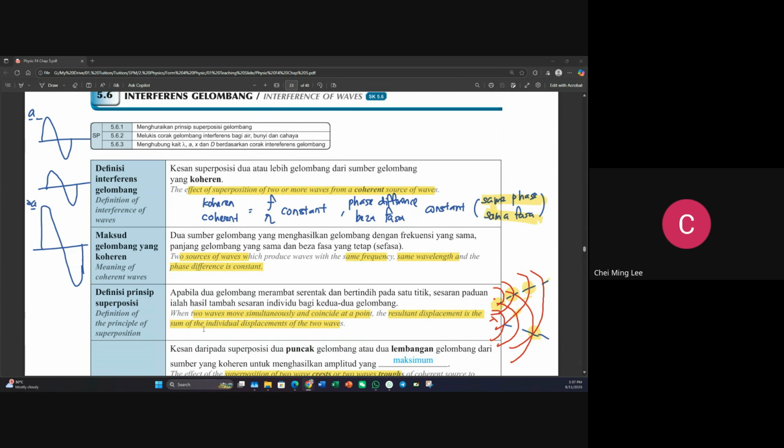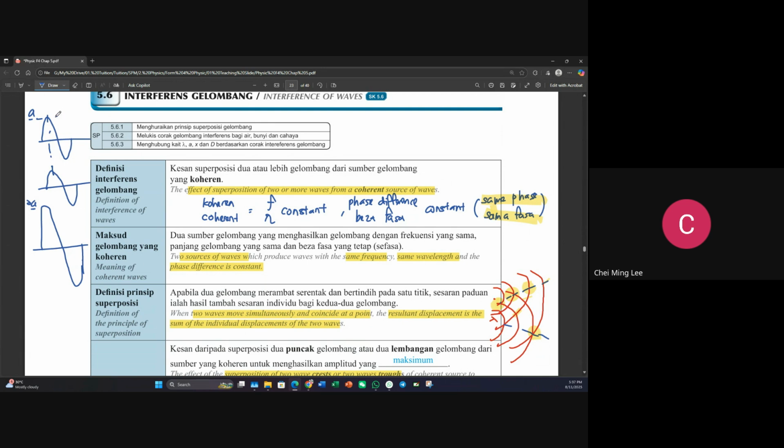So for superposition, when two waves move simultaneously and coincide at a point, coincide meaning the touching of two points, the resultant displacement is the sum of the individual displacements of the two waves. So like I said, A and A: if these two points are the same, they touch here and here, so it will become 2A.